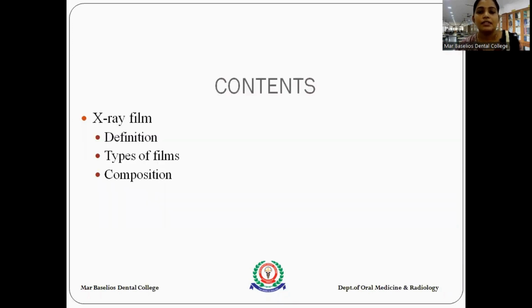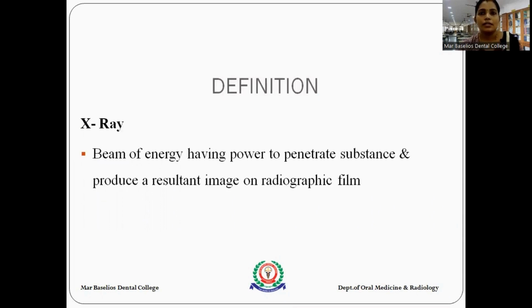So films, in this lecture, I'll be dealing with what is an X-ray film, the definition of an X-ray film, types of the film, and composition of the X-ray film. So as you all know, X-ray beam is defined as a beam of energy having power to penetrate any substance and produce a resultant image on the radiographic film. So what's an X-ray film?